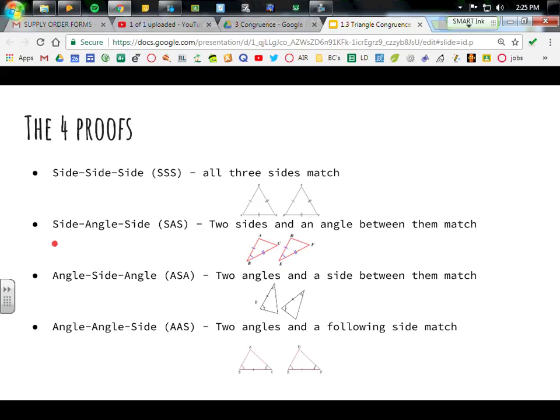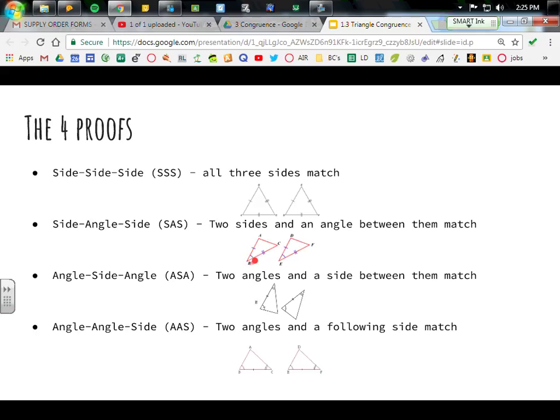Next, we have side, angle, side. Now, the order that we are naming these congruency proofs matters. All right, side, angle, side. You notice in the name, the angle comes between the 2 sides. That has to be true of the triangles too. We have 2 sides and an angle between them that match.